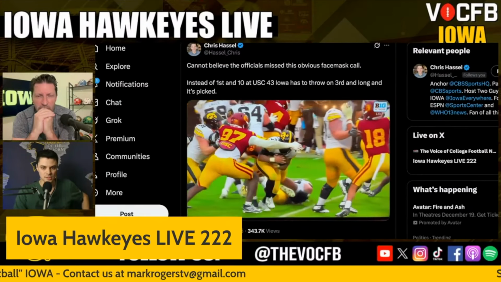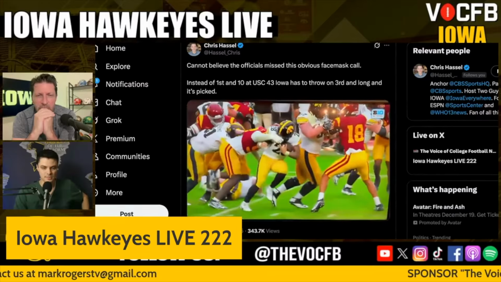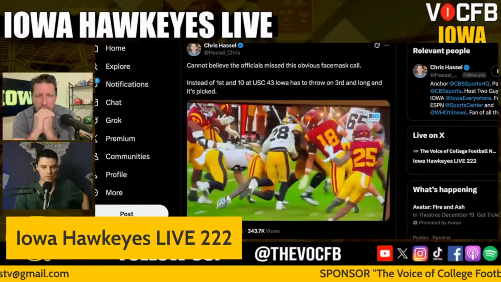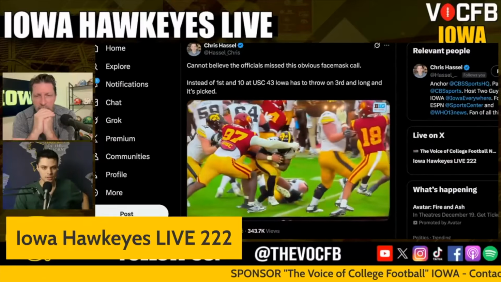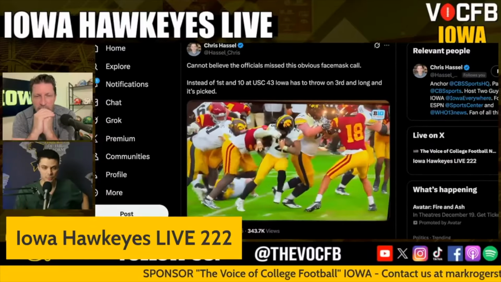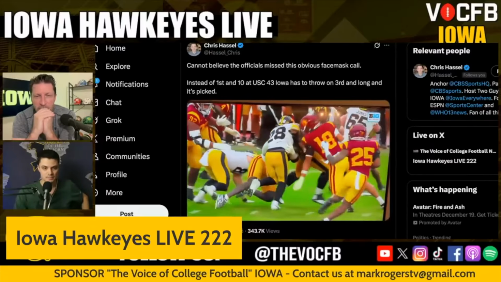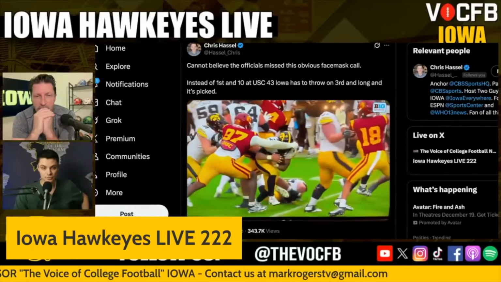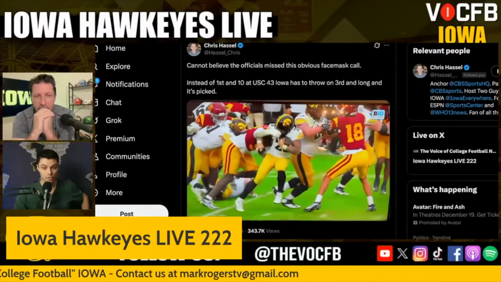So this is obviously slow motion, but look at him. He gets his face mask, pulls him all the way around. And as Chris Hassel points out here in the caption, instead of 1st and 10 at the USC 43, they have to throw on 3rd and long, and it's picked.